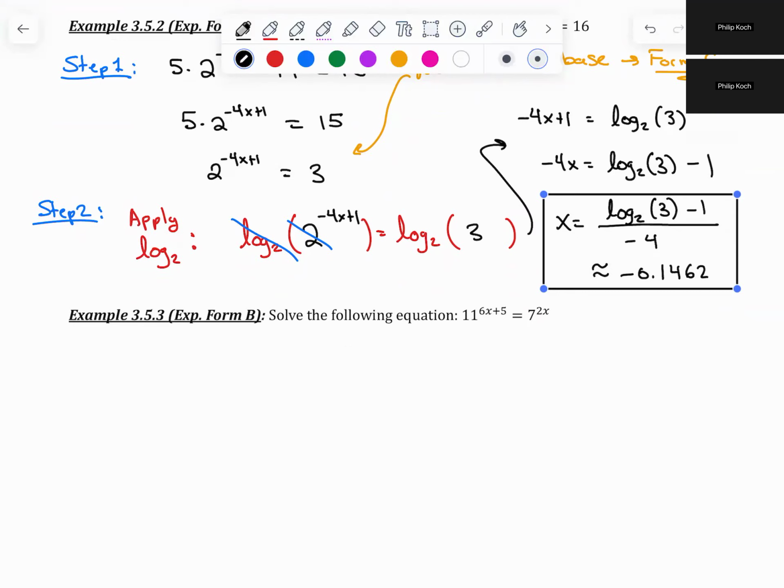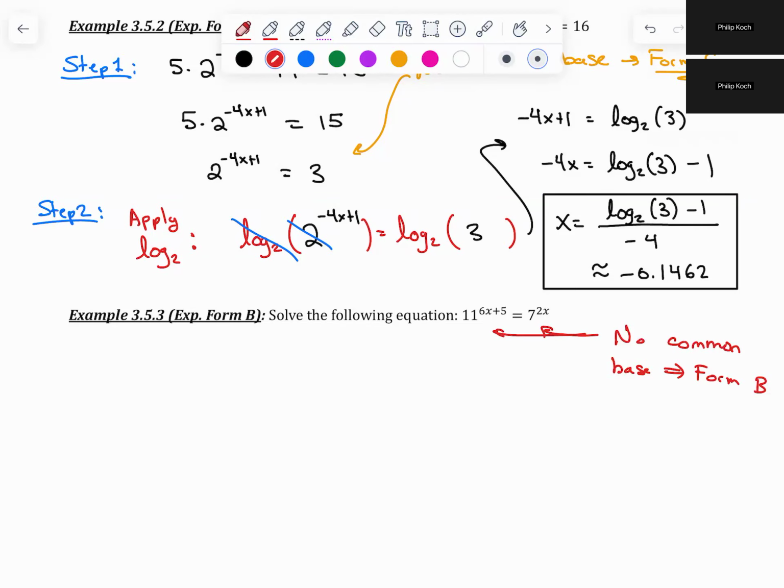This one is form B. We have 11 to the 6x plus 5 is equal to 7 to the 2x. There is no common base. Form B, because this isn't an exponential function equals a number, it's an exponential function equals another exponential function. So this is where we use natural log.